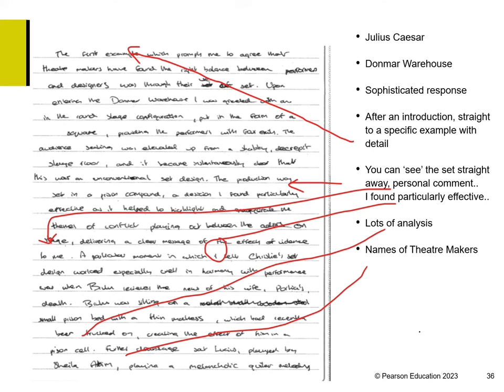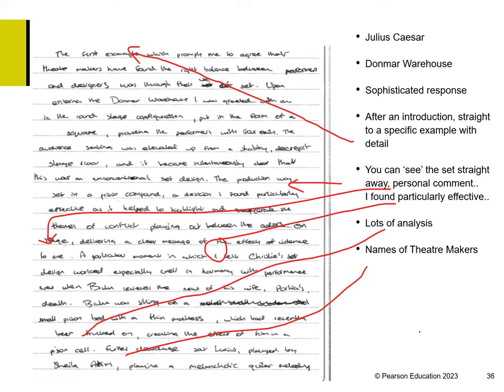Looking further down, you can see the set straight away. It's not just descriptive, there's personal comment. I found it effective. I found it particularly effective. Lots of analysis. This happened, which meant this. We've got the names of theatre makers. So at the bottom, we've got played by Sheila Adam, playing a melancholic guitar melody, etc., etc.